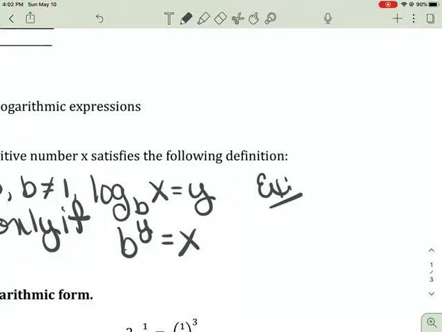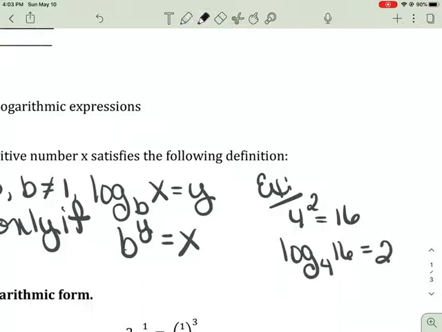All right, so let's do a real short example. Okay, so we know 4 squared is equal to 16. All right, so we're going to write that as a logarithm. We're going to go log base 4 of 16 is equal to 2. So we notice that our answer to the logarithm is the exponent.